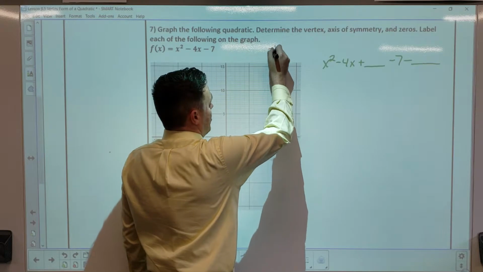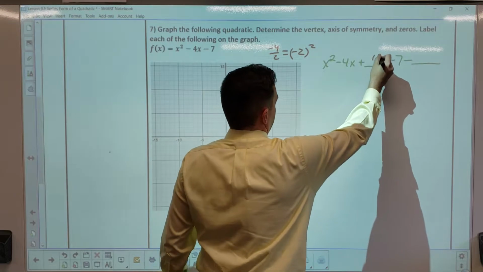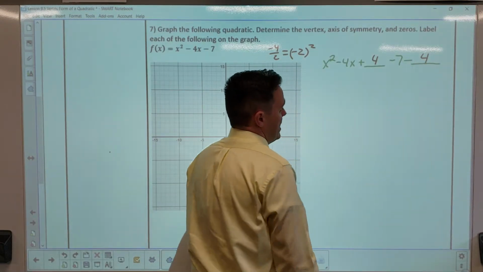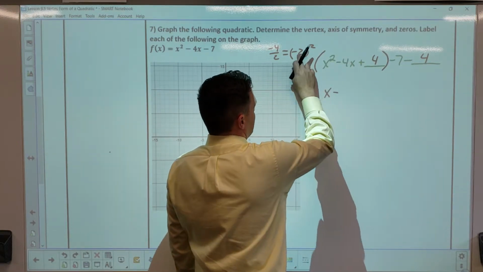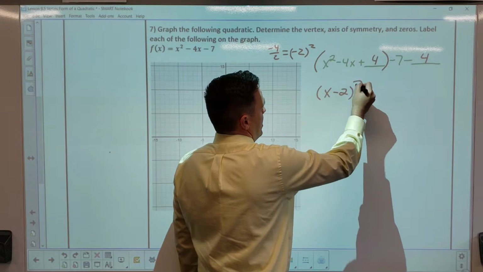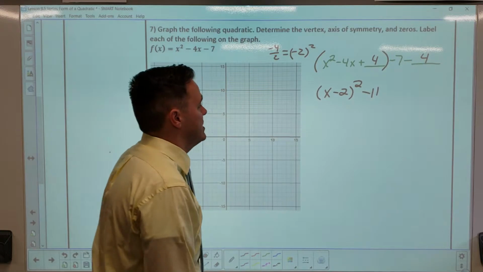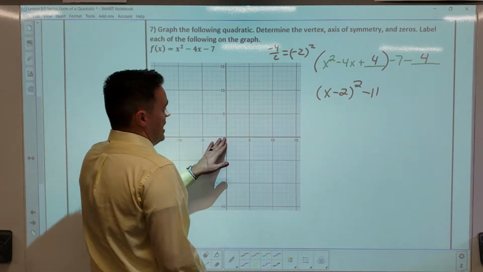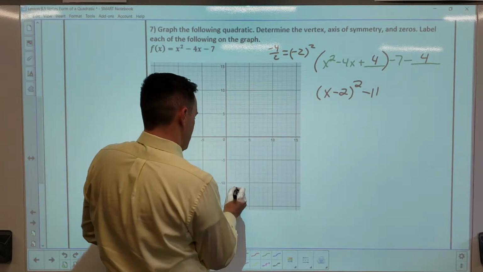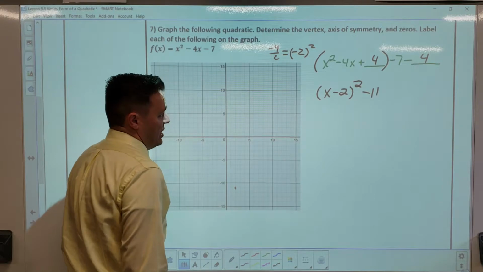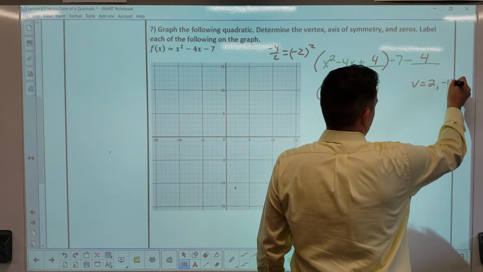So -4 divided by 2 would be -2, then square it would be 4. So minus 4 on that one. If you set it up, do your bracket, it's going to be x minus 2 squared, and then this is going to be 7 and 4 is 11. So I know my vertex here is going to be a positive 2, but it's going to be negative 11. So let me drop it right down to here. So 2 over, 11 down. So that's my vertex. My vertex is (2, -11).